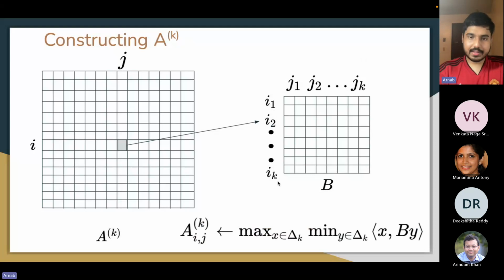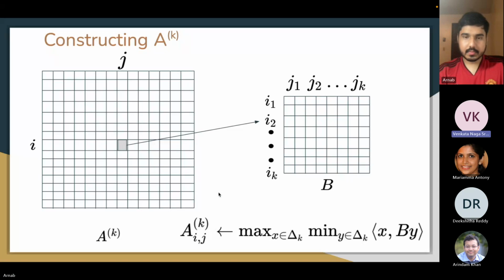And you can consider this matrix and compute its Nash equilibrium value. So you can compute this max over x, min over y, of x transpose B y, and that value you can feed as the value of this entry in the higher dimensional matrix. So this is the way the higher dimensional matrix is being created. I hope this is clear. This is just like a bijection mapping, and then taking the Nash equilibrium value and fitting it here.